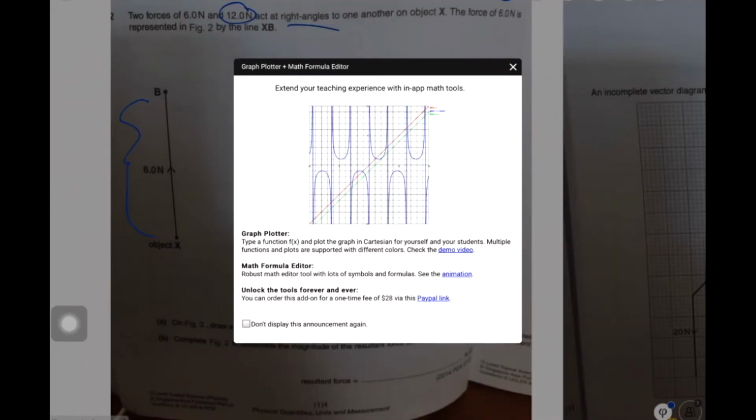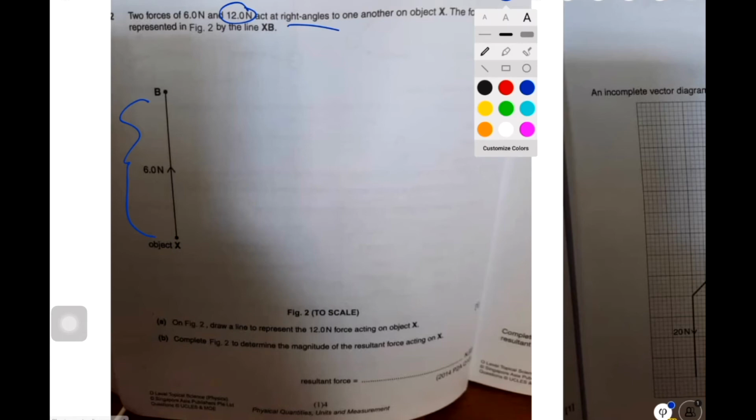Ruler. I don't have a ruler. Here don't have a ruler. Eraser. Damn.